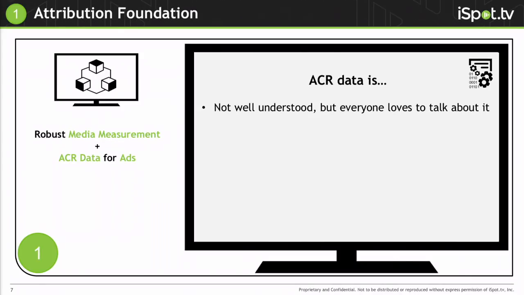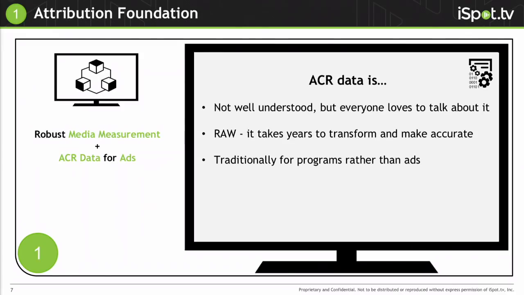I can't tell you how many meetings I go into and people just start, oh yeah, I've got some ACR data and ACR this and that. Most people really do not understand what ACR data means and how to take that data and make it usable, make it actionable, make it accurate. So ACR data is raw. It is very raw. It takes years to transform and put it into a state where you would actually want to put it into an attribution model.